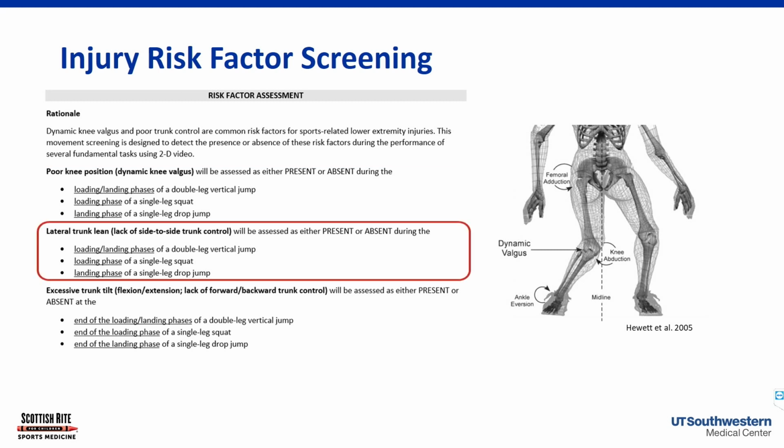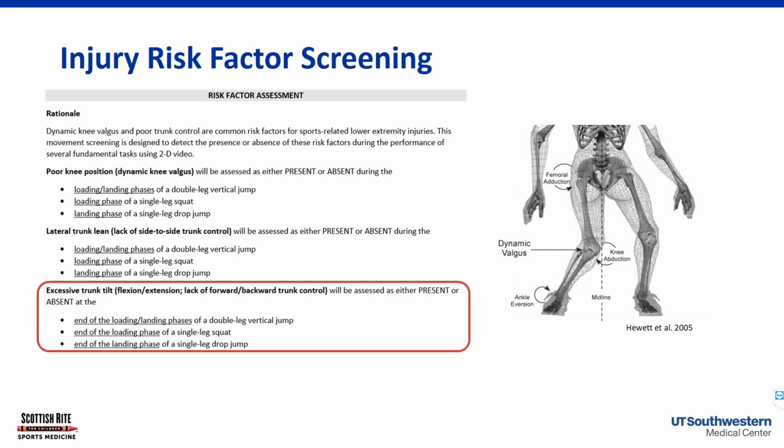We then will shift up to the trunk again from the front view and look at their lateral or side-to-side trunk control. So as they're squatting or jumping or landing, are they able to control their trunk or are they leaning from one side to the other? And then lastly, we look at trunk tilt. So when they're landing or squatting, are they bending over excessively? Are they too upright? That is the last risk factor that we will score as either present or absent.